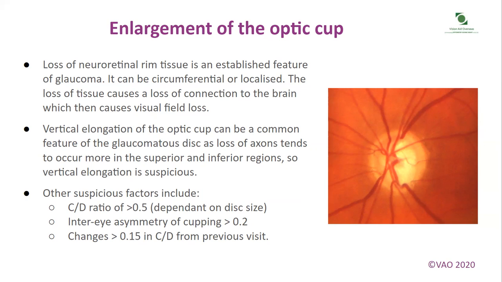Other suspicious factors include a cup to disc ratio of greater than 0.5, depending on disc size, meaning that a larger disc you would allow for a larger cup to disc ratio before considering it suspicious. Also inter-eye asymmetry of cupping greater than 0.2, and changes of greater than 0.15 in the cup to disc ratio compared to the previous visit of that patient.